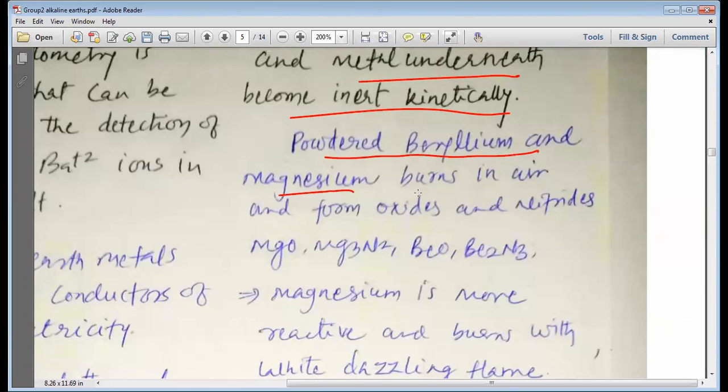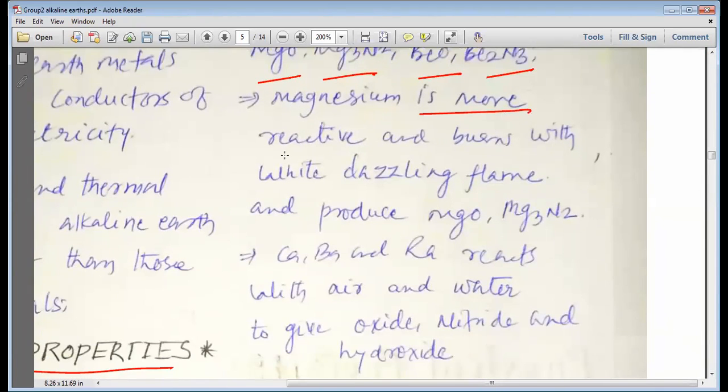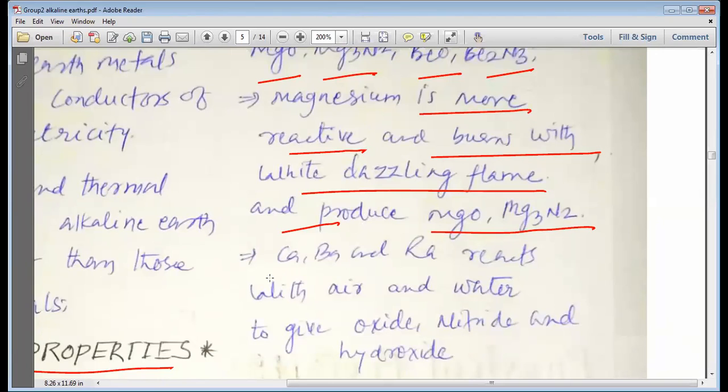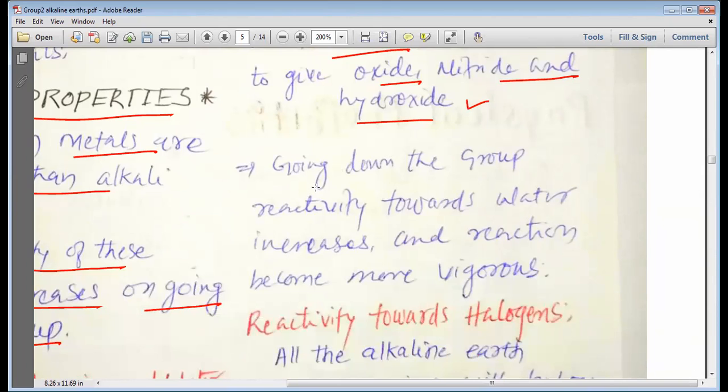Powdered beryllium and magnesium burn in air and form oxides and nitrides, like MgO and Mg3N2, or BeO and Be3N2. Magnesium is more reactive and burns with a white dazzling flame and produces magnesium oxide and magnesium nitride. Calcium, barium and radium react with air and water to give oxide, nitride and hydroxides. These hydroxides are generally produced by the reaction of the oxides with moisture.